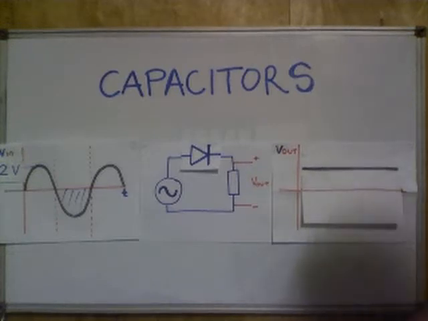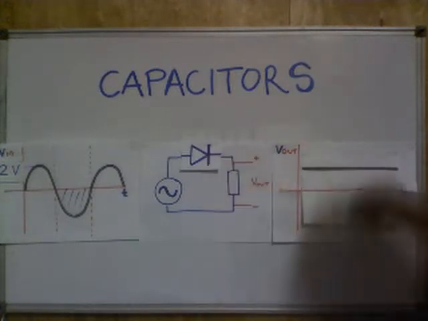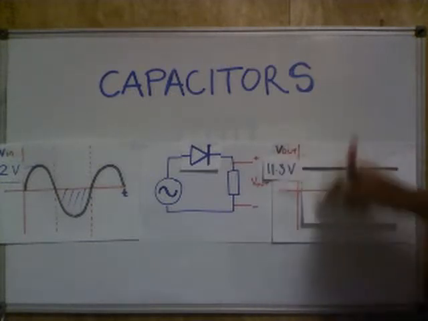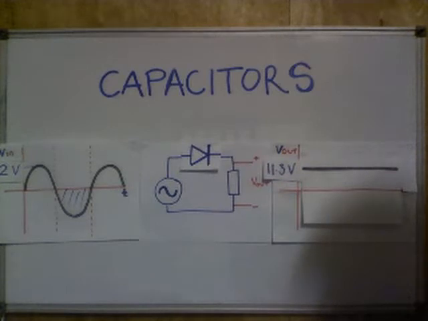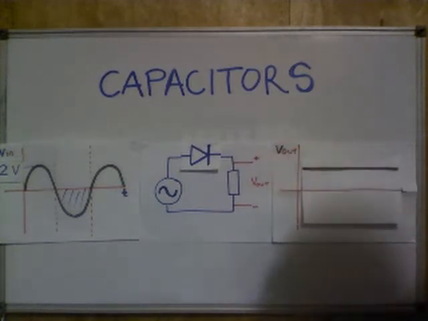Remember, if this is 12 volts over here and this is 0.7 volts forward bias voltage across this diode, we're going to have 11.3 volts left over at the output. Okay, remember there's always 0.7 volts lost across there. So let's look at this problem that we're faced with.